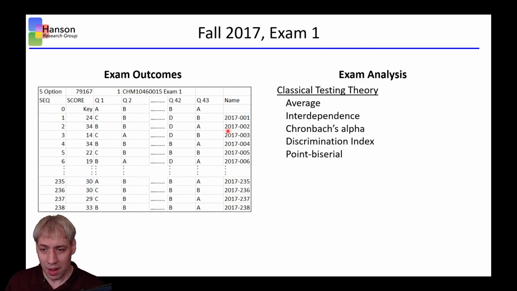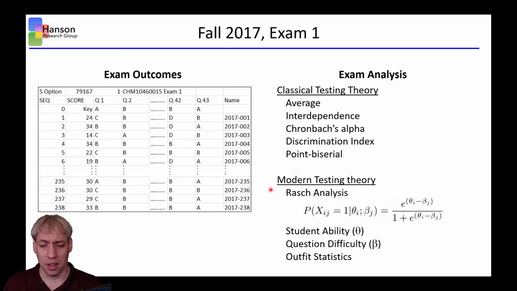In our particular case, we did a collection of classical testing theory metrics like average, standard deviation, Cronbach alpha, which is a validity metric, discrimination index, and point biserial. They basically compare students' performance on a given question to the overall performance in the class, and it tells you something about the quality of the question in relation to the overall exam.